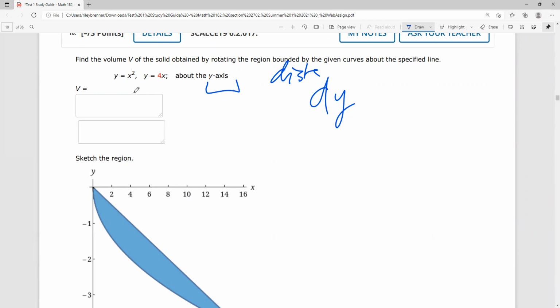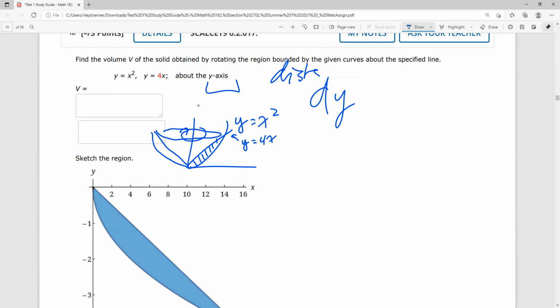So we got y squared. If we start graphing this, y is equal to x squared. Sorry, and then we have a straight line. Okay, I can't write right there. The straight line is y equals 4x. So our region is like this little thing right here. We're rotating about the y-axis. So if we sketch out the region, it'd be something like this, right? So this is technically a washer, right?